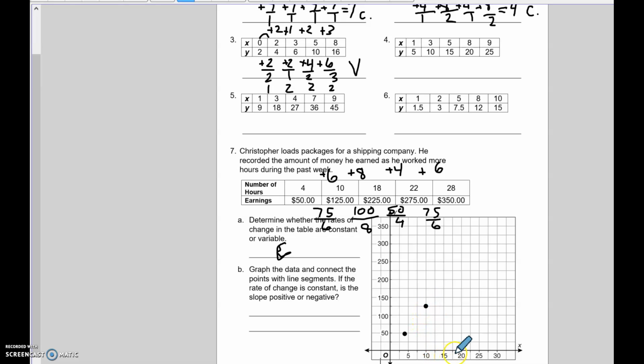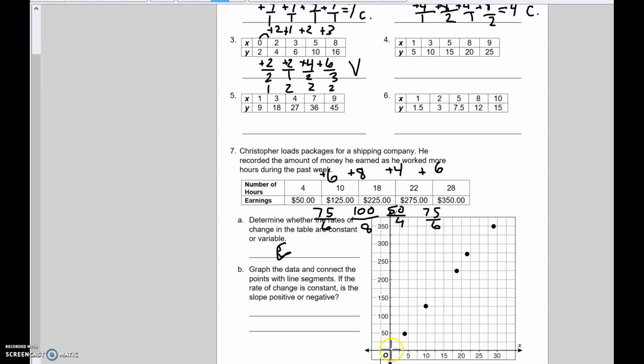Slide to 18 and jump up to 225. Slide to 22 and jump up to 275. And slide to 28 and jump up to 350. Okay, I'm just kind of guessing where these are because the numbers at the bottom are going by 5, so that's okay. It's straight. Now what I'm going to do is connect this with a straight line.